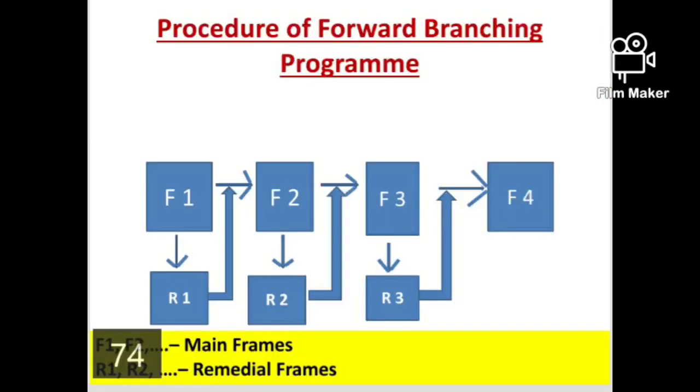Procedure of forward branching program. F1, F2, F3, F4 represent the main frames. R1, R2, R3 represent the remedial frames. Here, if the learner makes a correct response in the main frame F1, he can directly go to the main frame F2. If his response is wrong, he is directed to the remedial frame R1 where his mistake is corrected and then goes to the main frame F2. Similarly, in the case of other main frames also.